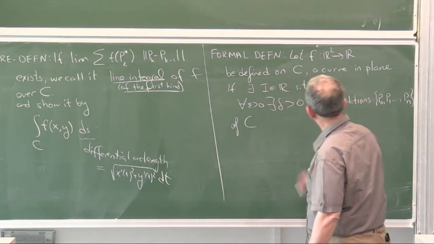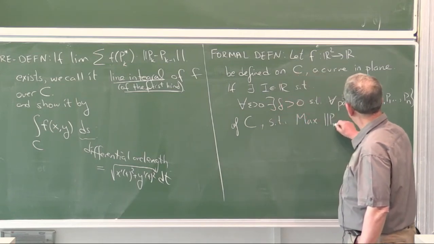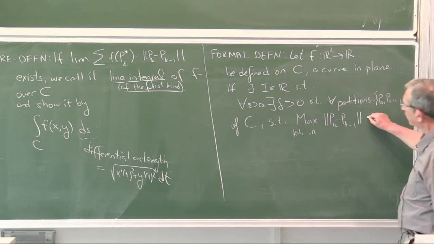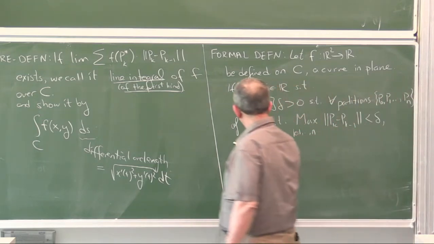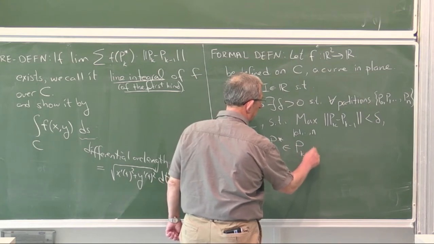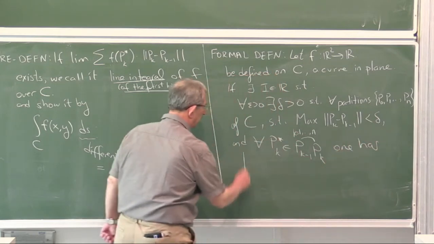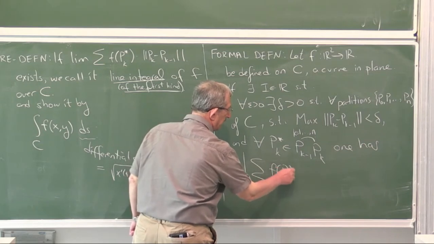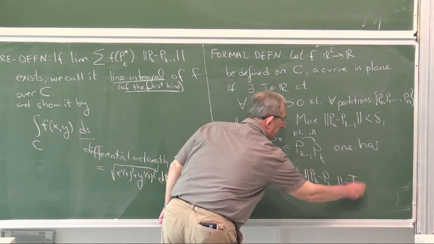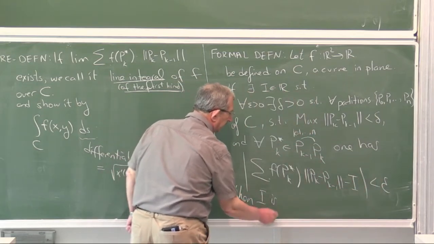So for all partitions of C such that the maximum of these lengths, when k runs from 1 to n, is less than delta, and all P_k stars in the arc P_{k-1} to P_k, one has that the difference between I and the Riemann sum is less than epsilon, then I is called the line integral.